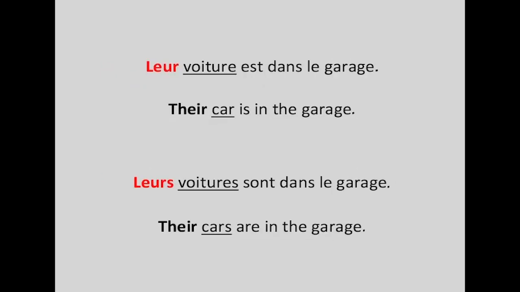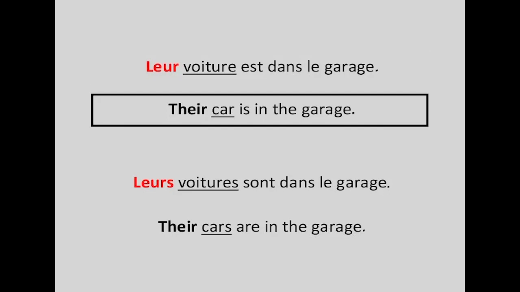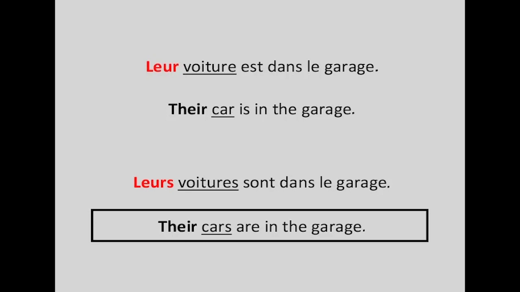And finally, let me make a sentence with leur and leur. Leur voiture est dans le garage. The English translation of this sentence is their car is in the garage. Again, if we replace leur by leurs, the sentence would be leurs voitures sont dans le garage. And in English, the translation would be their cars are in the garage.